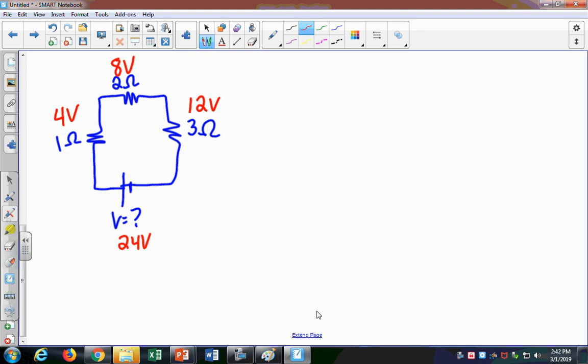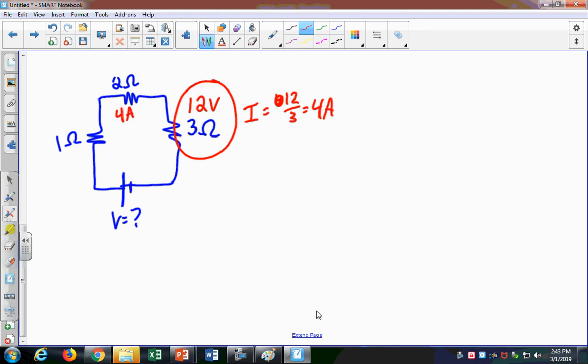The easier way, though, maybe, I don't know if it's easier, I think that way is pretty easy, but maybe the more consistent way is to say, what is my current here? And my current here is V over R, or 12 over 3. So I have 4 amps here. That means I have 4 amps here and 4 amps here. Then that tells me that I have 4 volts here and 8 volts here. This is the same problem as this one. It's exactly the same. And then if I want to know the voltage here, it's 4 plus 8 plus 12, which is going to be 24 volts.